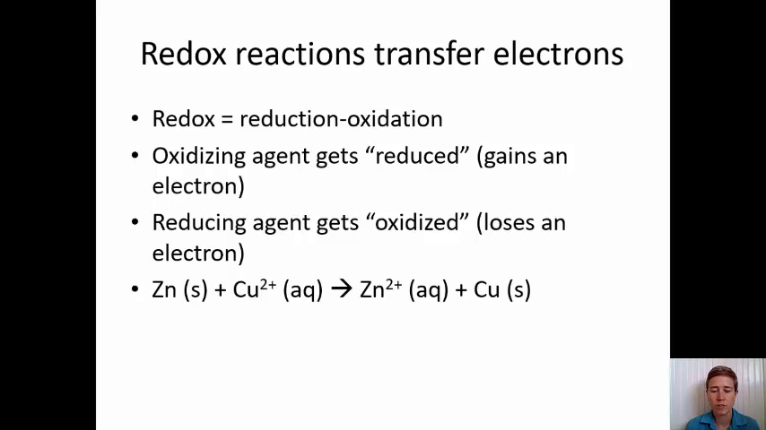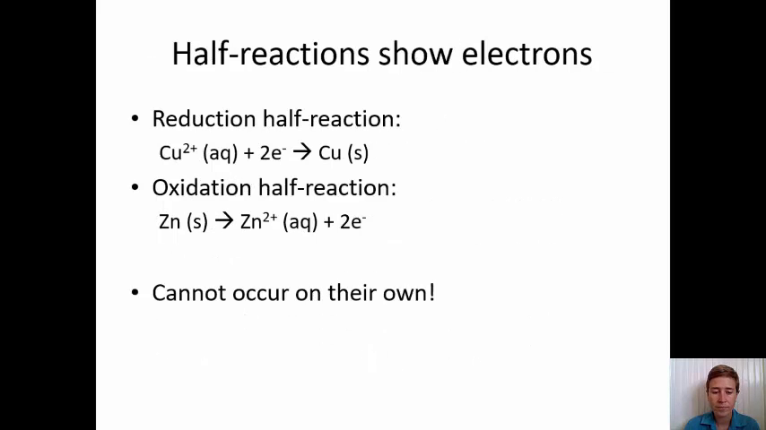If we have an example reaction like this, we have zinc metal and copper ions, and that's going to become zinc ions and copper metal. What's happening is we're transferring some electrons from zinc to copper. The zinc is going to lose 2 electrons, the copper is going to gain them. We can see this if we write the half reactions out, since the half reactions show the electrons. The reduction half reaction would be the copper gaining the electrons to become copper solid. The oxidation half reaction would be zinc losing its electrons to become zinc ions.